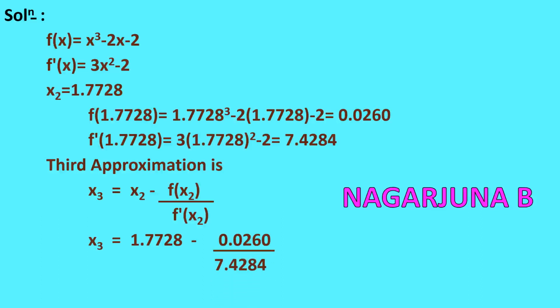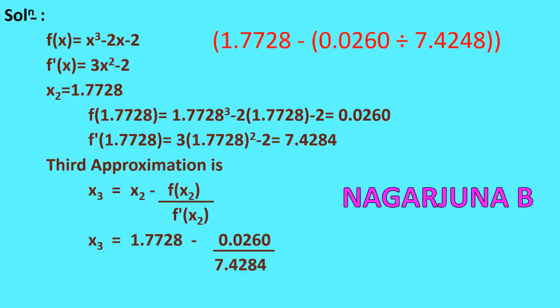7.4284. In the calculator you can write: open the bracket, 1.7728 minus 0.0260 divided by 7.4284, close the bracket, again close the bracket. I will say once again, open the bracket, 1.7728 minus open the bracket 0.0260 divided by 7.4284, close the bracket, again close the bracket.